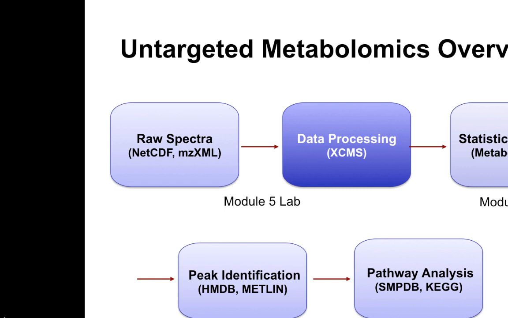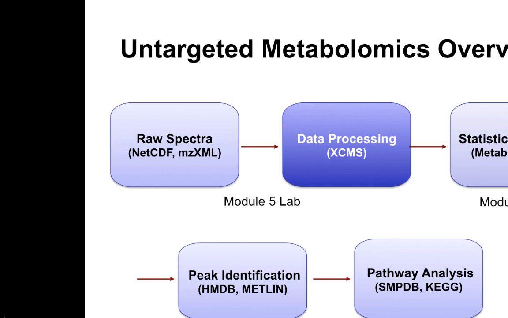So this is an overview of the whole untargeted metabolomics flowchart for MS-based. We collect our spectra, and the most standard formats are NetCDF or mzXML. There are a lot of other proprietary formats, but usually there's a converter, and you can convert to this standard format. After that, we can do the data processing. So that's a requirement: we need to have our data in this kind of format.